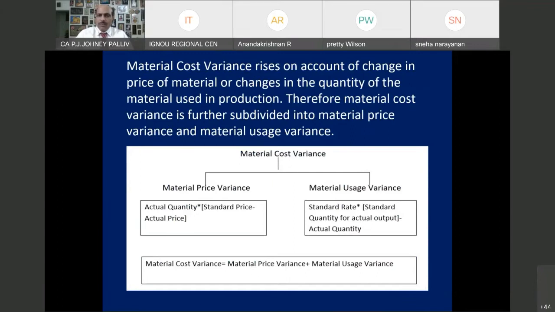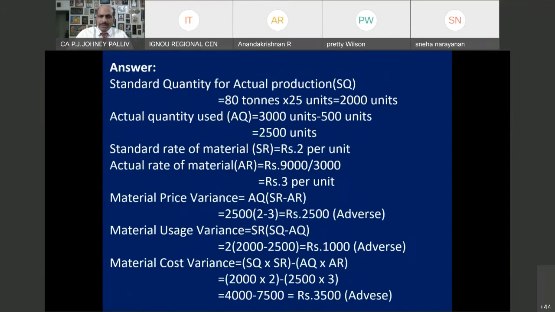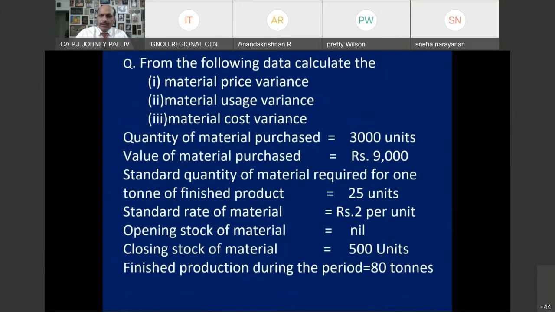The standard quantity for actual output is not given; it is to be calculated under the material usage variance from the information given. Let us go to the question once again. The question says, standard quantity of material required for 1 ton of finished product is 25 units. Therefore, they say standard quantity is 25 and actual production is 80 tons. Therefore, standard quantity for actual production, that means, I repeat, standard quantity of raw materials required for actual production.